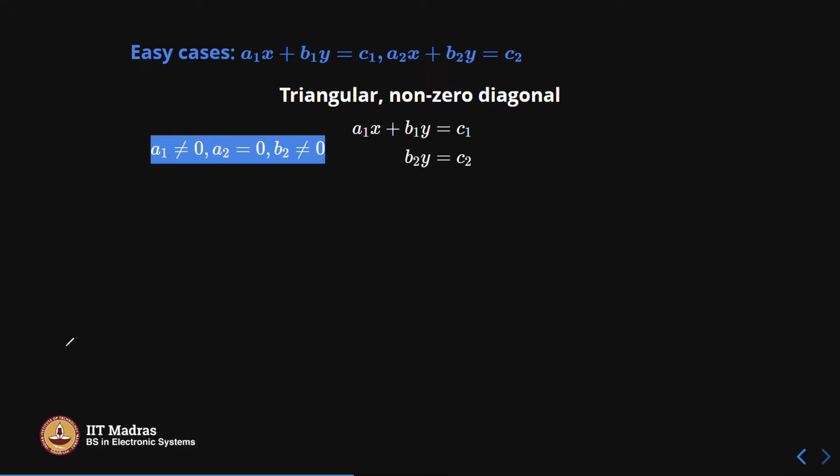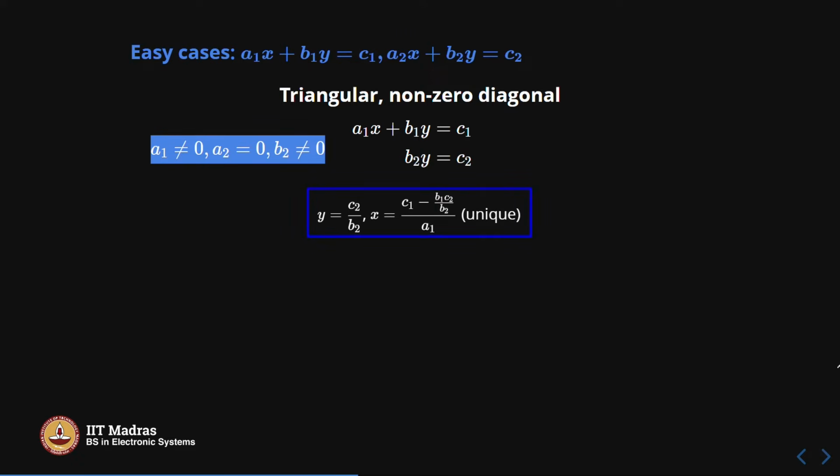So a1 is not 0, b2 is not 0. So this case, it turns out, is a very easy case to solve. Why is that? Because look at the second equation. That's only one variable, one equation, right? So you know immediately what the solution is. Y is c2 by b2, right?